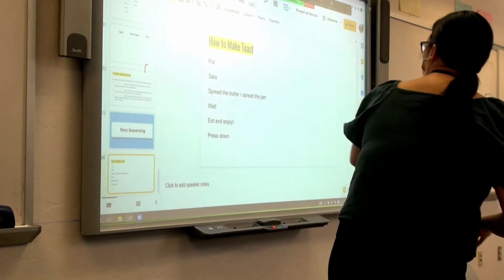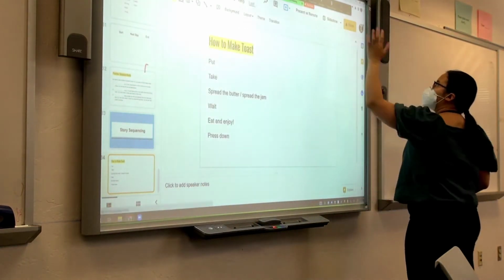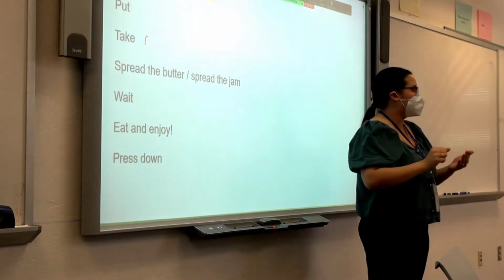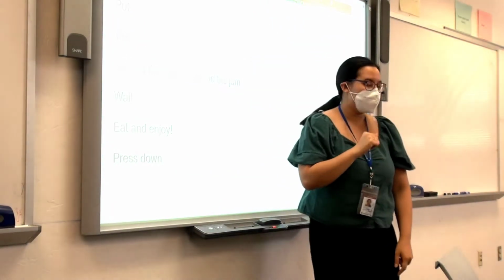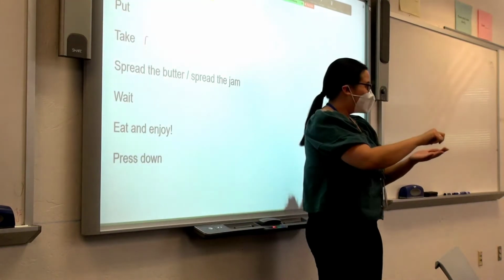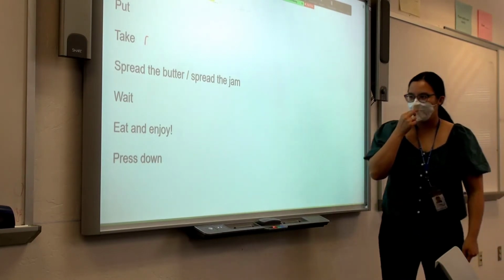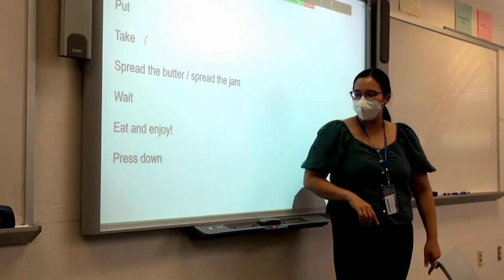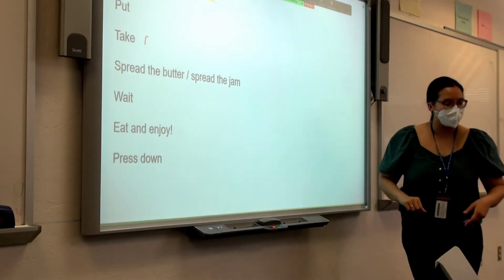So see, here are the words for you. If everybody can see it, these are the words that you will use to write down your instructions. Put, take, and then here I give you one here. Spread the butter, and spread the jam. Wait. This is the last one. Eat and enjoy. Press down. So make sure you write these words down so you remember.